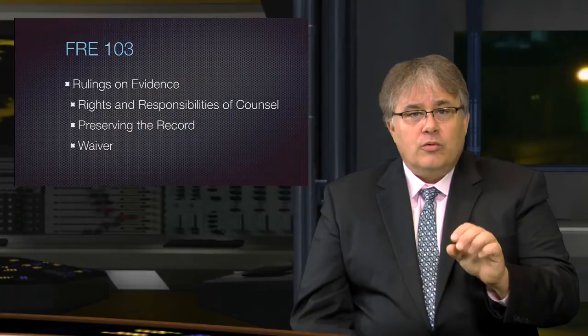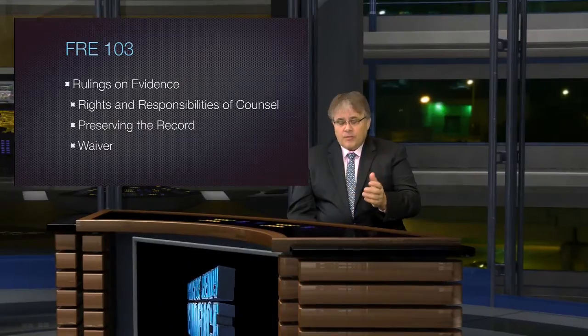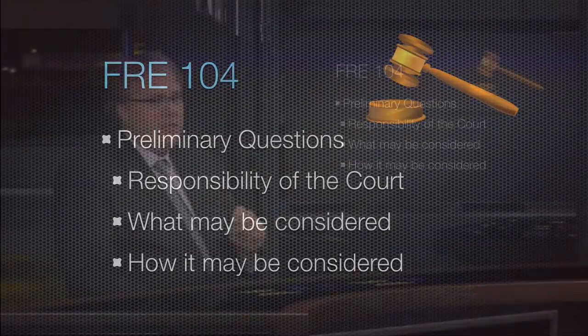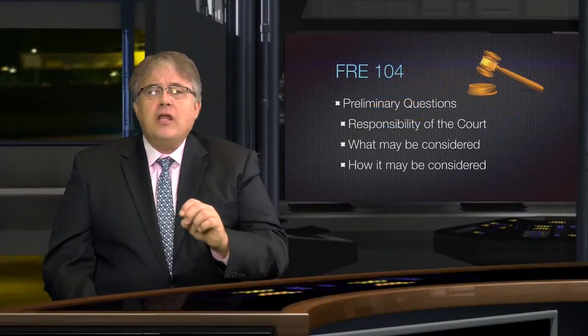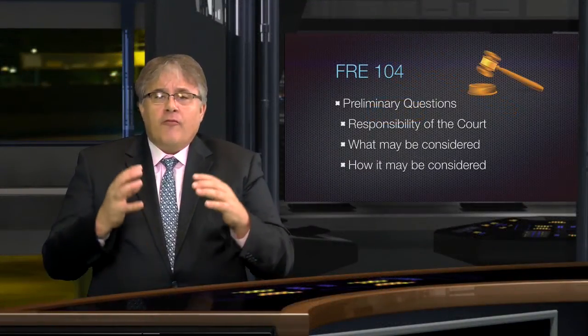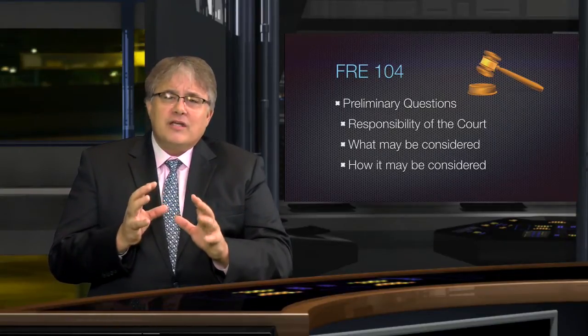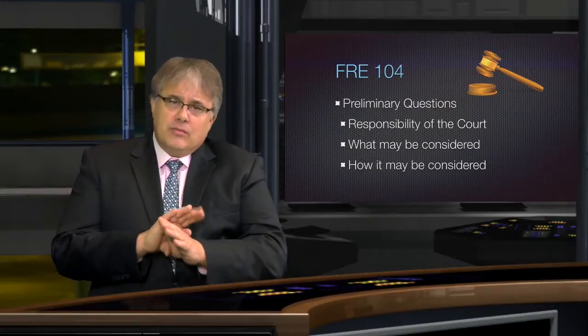103 is the rule that controls the process for that happening. Let's take a look at Federal Rule of Evidence 104. 104 is different in that it is now looking at the responsibilities of the judge, what the judge is required to do. And what 104 tells us is that it's the judge's responsibility to make decisions regarding the admissibility of evidence. From a Federal Rules of Evidence perspective, the judge is in a very real sense the gatekeeper to admissibility.